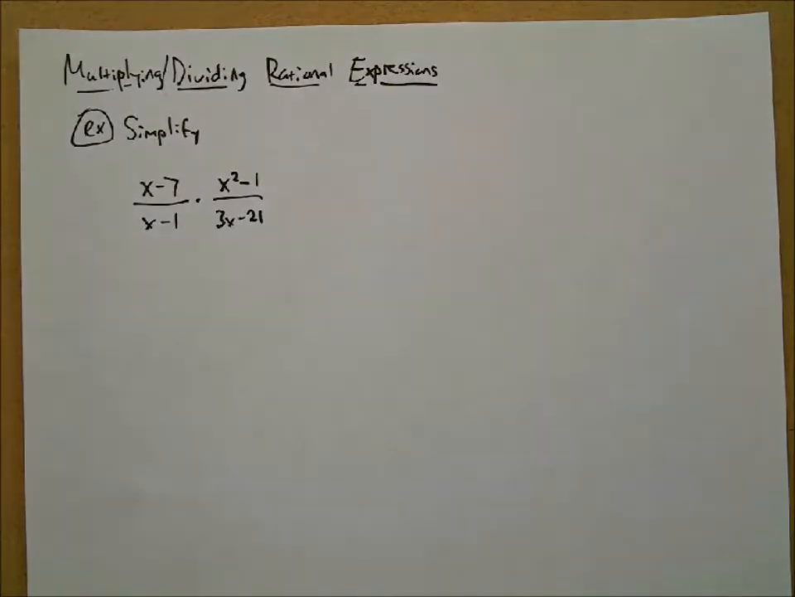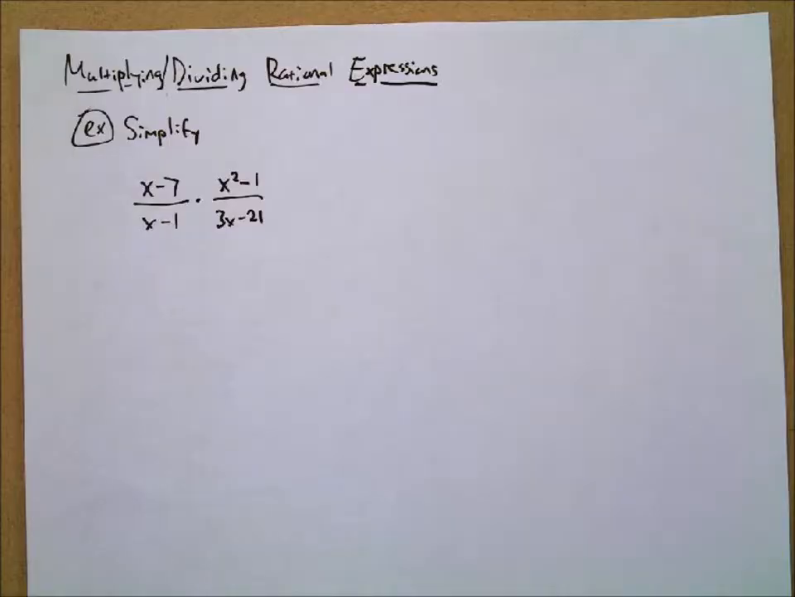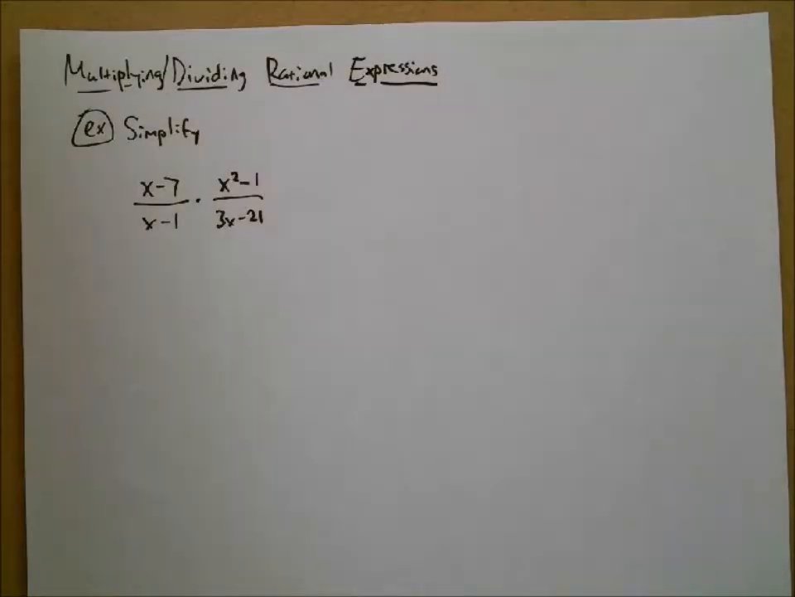So let's say we want to multiply x minus 7 over x minus 1 with x squared minus 1 over 3x minus 21. One thing we could do is just brute force this thing and start multiplying. x minus 7 times x squared minus 1, use FOIL there. x minus 1 times 3x minus 21, use FOIL there, and just go for it. Or, what else could we do here before we just start multiplying?